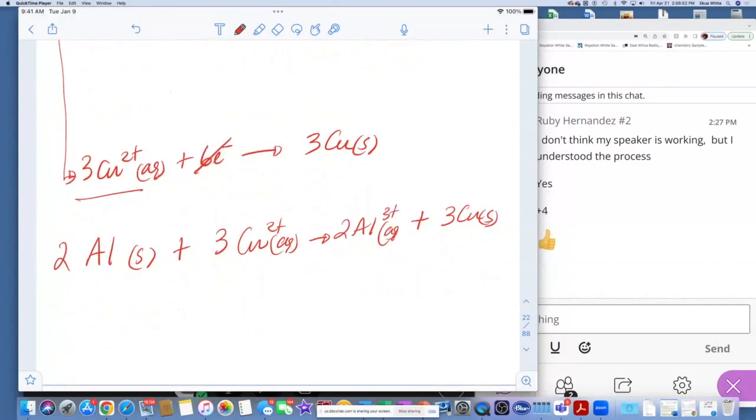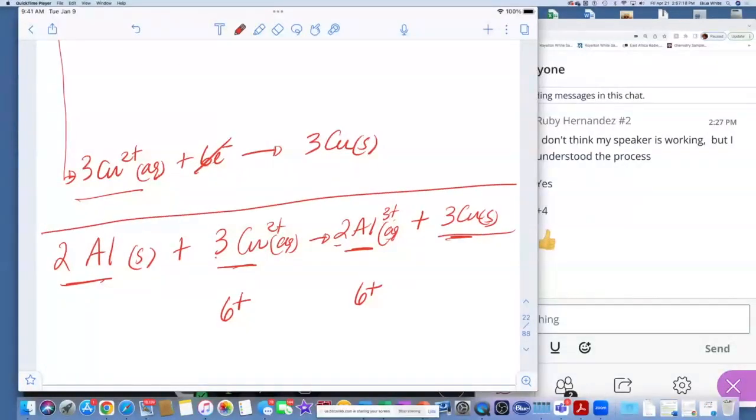Okay, now you want to make sure the charges match, right? The atoms have to match. You have 2Al(s) here, 2Al(s) here, 3Cu here, 3Cu here. 3 times 2+ is 6+. 2 times 3+ is 6+. So this balances because the atoms balance and the charge balances, right? So you want to make sure that you go through and see that. The atoms have to balance, the charge has to balance, and that tells you you're doing the right process.